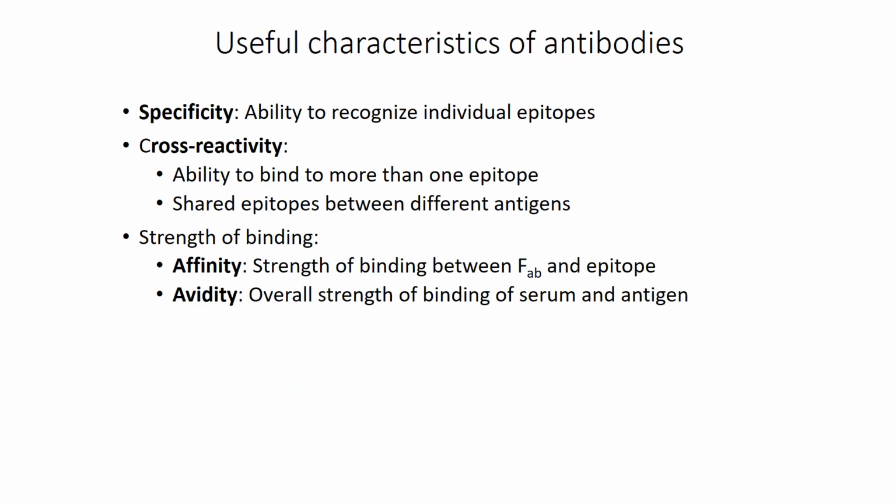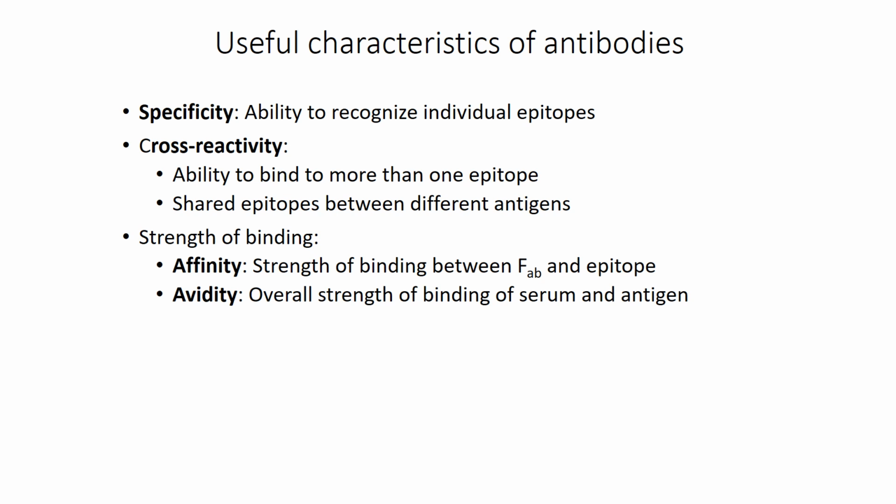There are specific characteristics of an antibody. First is specificity. What is specificity? It is the ability to recognize a particular individual epitope. However, in spite of being highly specific, antibodies tend to have cross-reactivity. What do we mean by cross-reactivity? Cross-reactivity is the ability of an antibody to bind to more than one epitope. Sometimes it happens because different antigens may be sharing their epitopes.